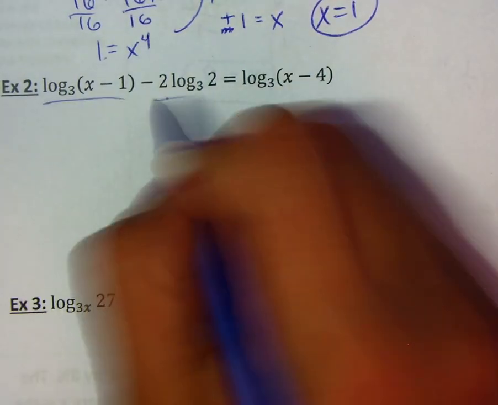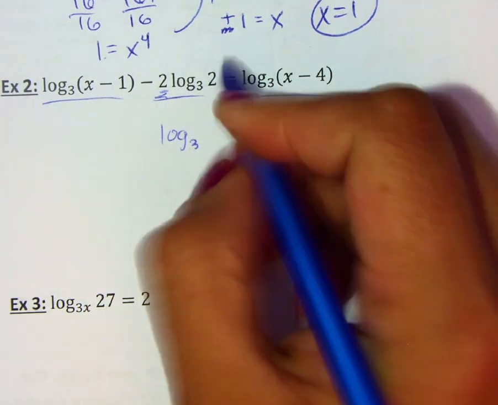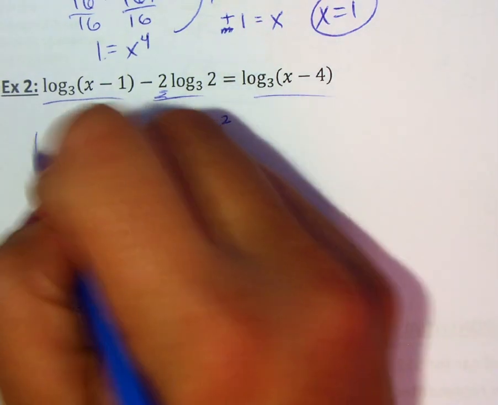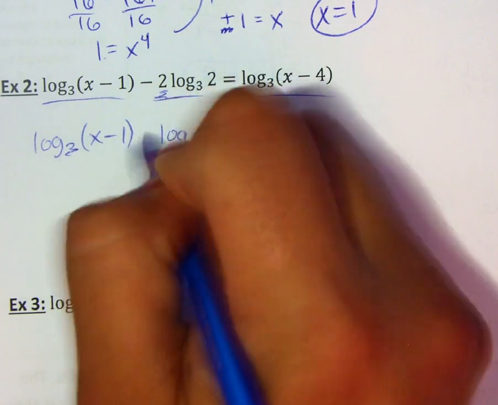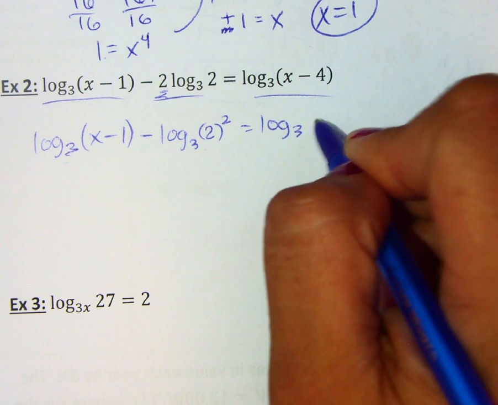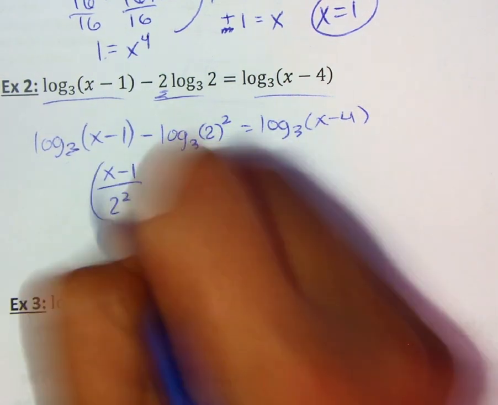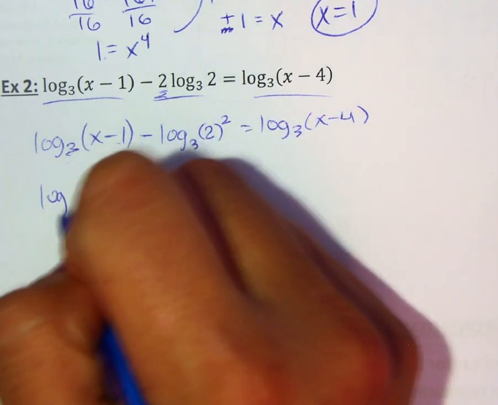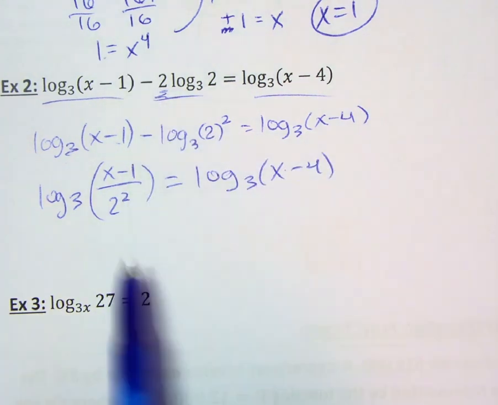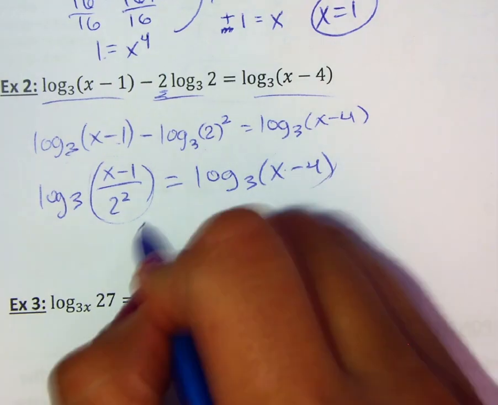From these three parts, we notice the coefficient is here, so we're going to rewrite that as log base 3, and then we're going to have 2 to the 2nd power. We also notice that there's a minus happening here, which means we're going to have to apply the quotient rule, which means we're going to put a division between these two arguments. And then now, back to how we did on the previous one, we recognize that they had the same log and the same base. So we're just going to focus on the arguments being equal to each other.